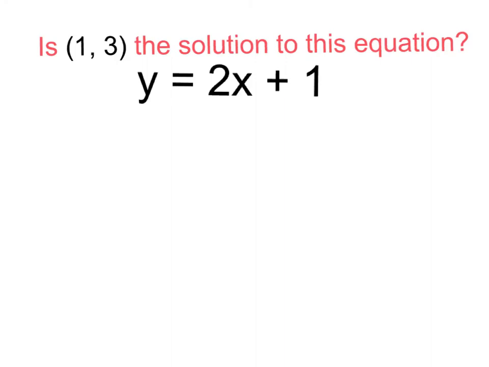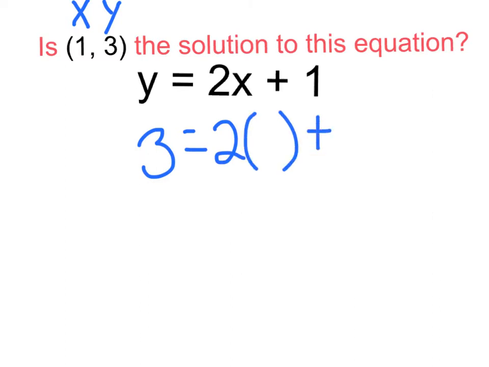So let's look at this scenario. Is 1, 3, this ordered pair, the solution to this equation? So what we're going to need to do each and every time is make sure that the x and the y are labeled appropriately. And then we're going to plug in the x for the x variable in the equation and the y for the y in the equation. So I'm going to start off with this 3, and I'm going to replace it. So I'm going to do 3 equals what? 2, open parentheses, plus 1. And if you're not sure what should go in here, you're going to look at the x, follow it right over here, and simply pop that 1 in.